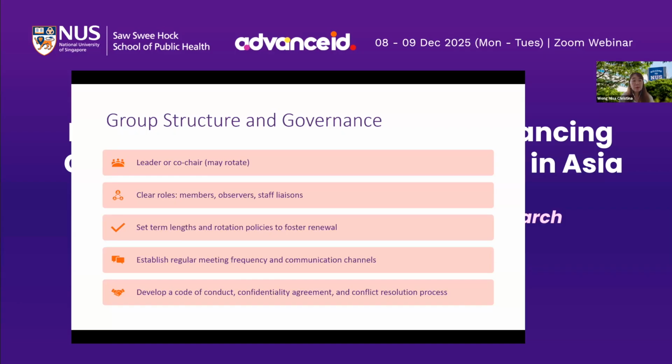The other thing that's important is also clear roles. Who are the members of the CAG? Who are the observers, if any? And who are the clinical trial or research staff liaisons there?